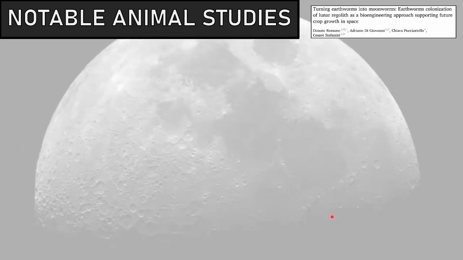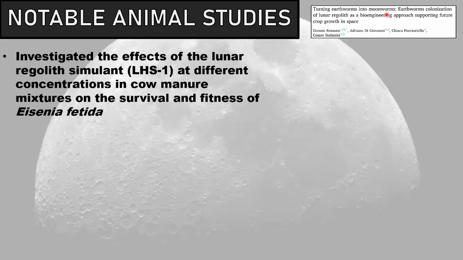All right. Notable animal studies, because there have actually been a few animal studies. And this is my favorite name of any paper I've ever read: Turning earthworms into moonworms. This was a 2023 paper. They investigated the effects of the lunar regolith simulant, the LHS-1, at different concentrations in cow manure mixtures on the survival and fitness of these Eisenia fetida.